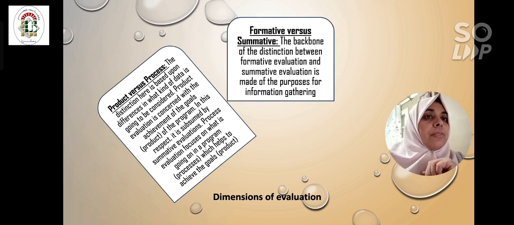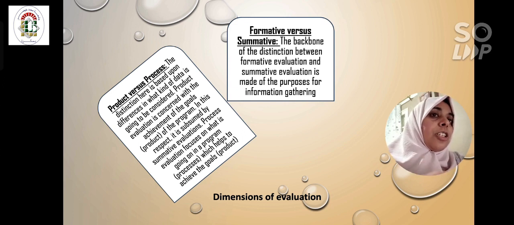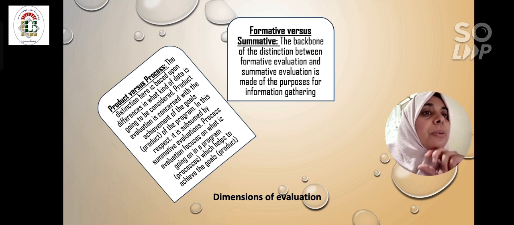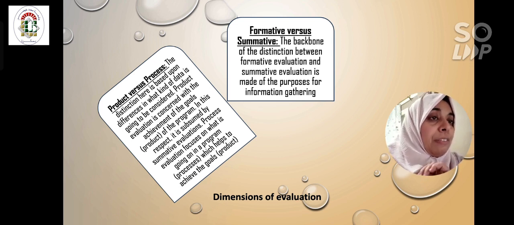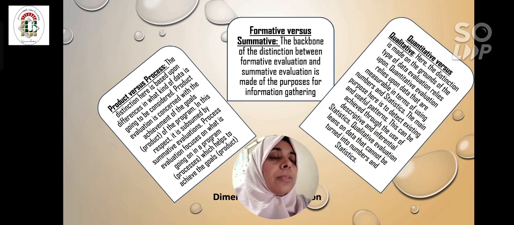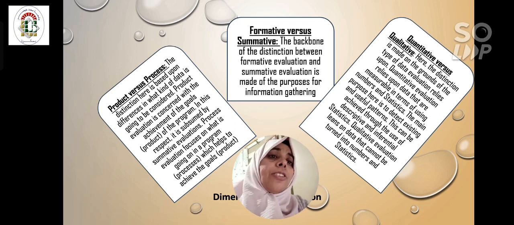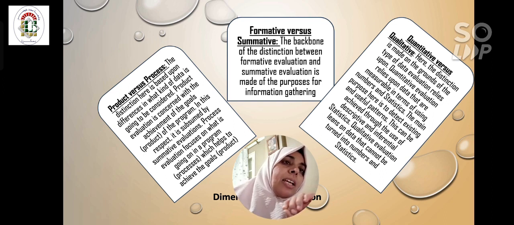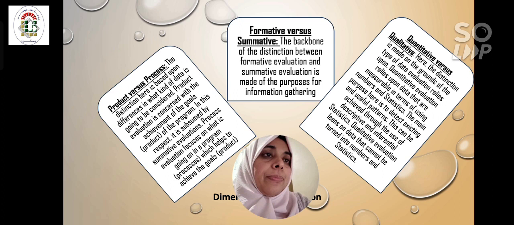Formative versus summative. This is the backbone of the distinction between formative evaluation and summative evaluation, which is made on the purposes for information gathering. Also, we have what is called quantitative versus qualitative evaluation. Here, the distinction is made on the grounds of the type of data evaluation relies upon. Quantitative evaluation relies upon data that are measurable, can be scored. There is a number. Okay.